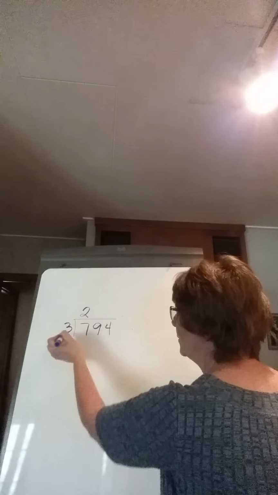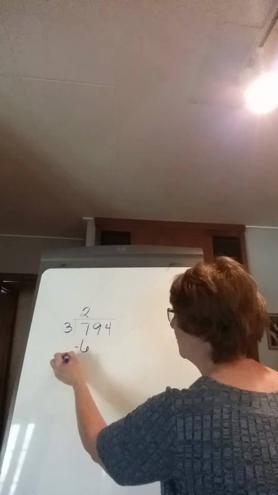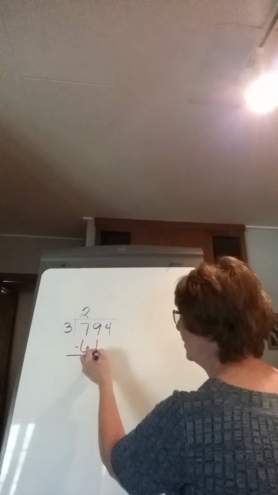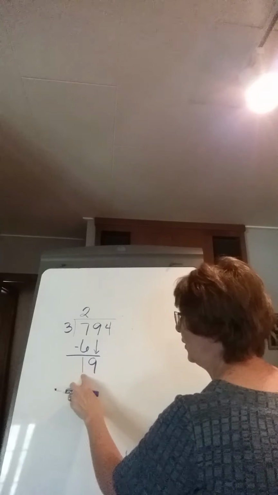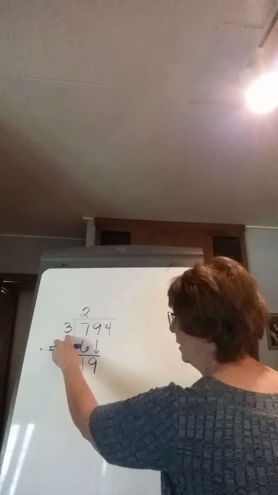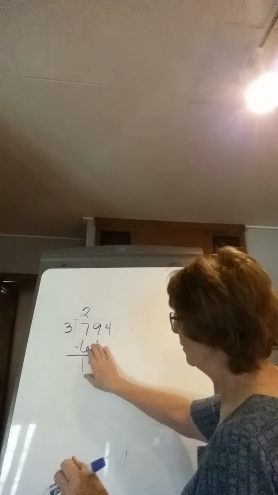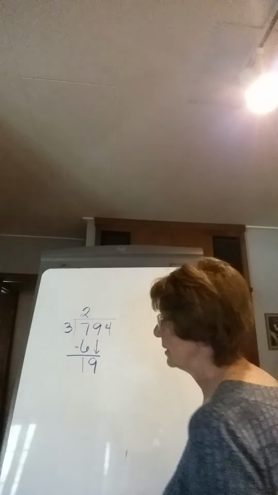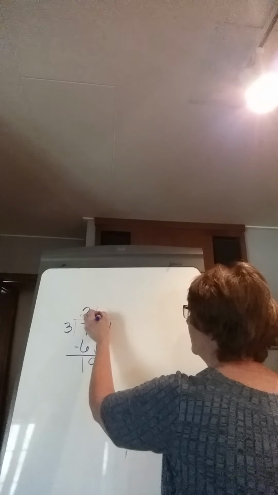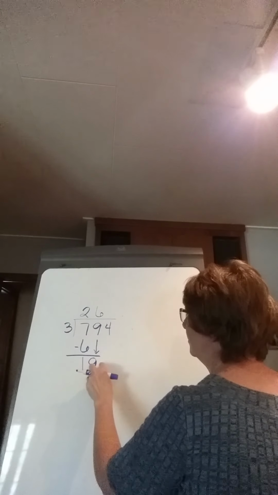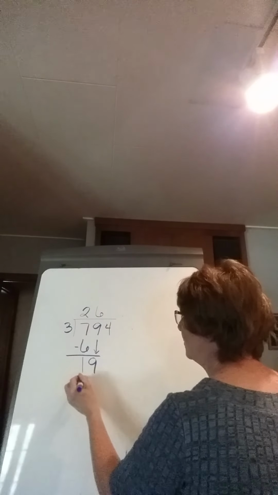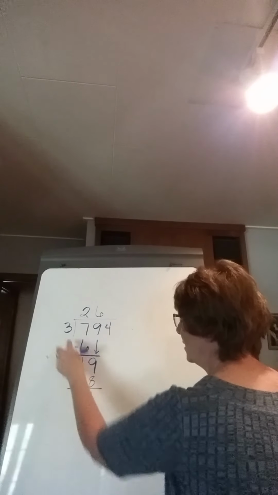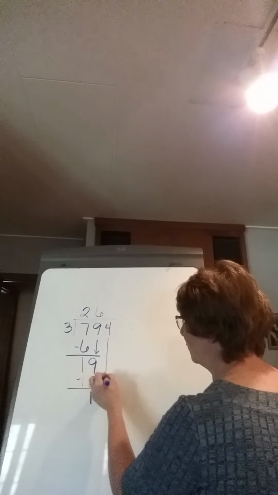And you do 2 times 3 is 6. Subtract. 7 minus 6, bring down your 9. One thing you want to double check is that when you get this answer, this 1 is less than 3. So then you know you're doing it well. You bring down your 9. 3 can go into 19 6 times, and you put it above that 9. 6 times 3 is 18. Subtract. 1 is less than 3. You're doing well. Bring down your 4.